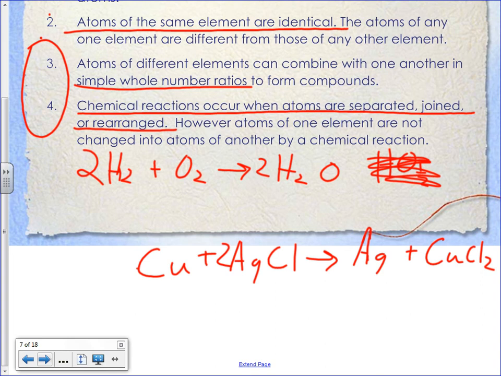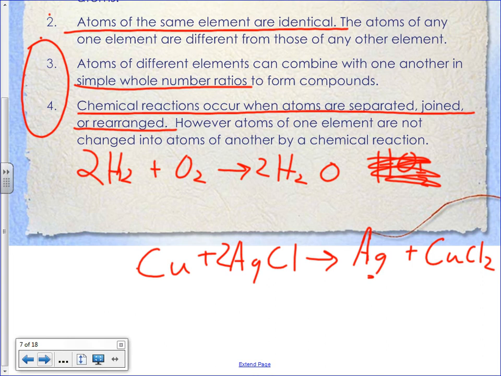They had silver there to begin with. Have they changed any of the elements in this reaction? They've changed the compounds. They've separated things, rearranged things, joined things. But they haven't changed anything. They started out with copper, silver, and chlorine, and they ended with silver, copper, and chlorine. They didn't change any of the elements. They just changed where they were. That's what they're saying in statement number 4.